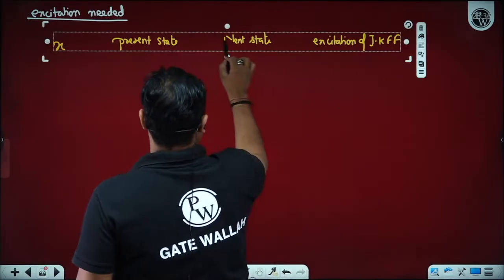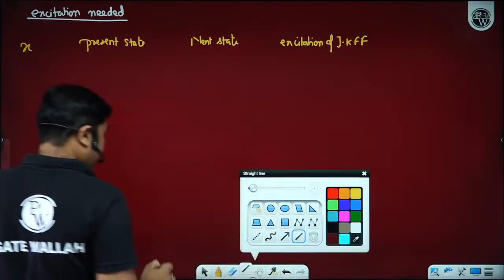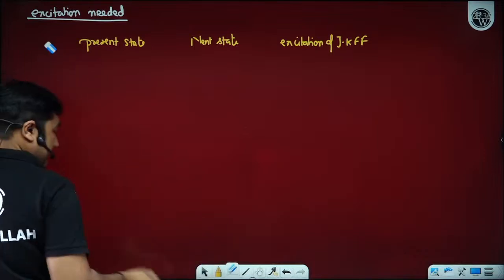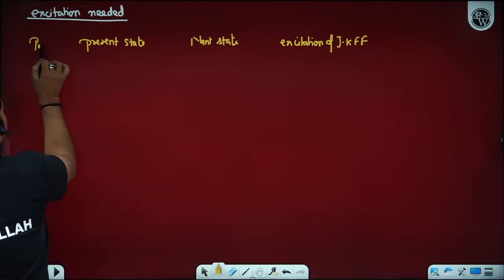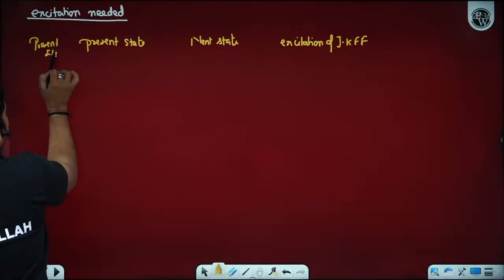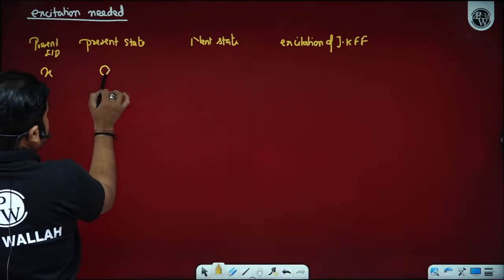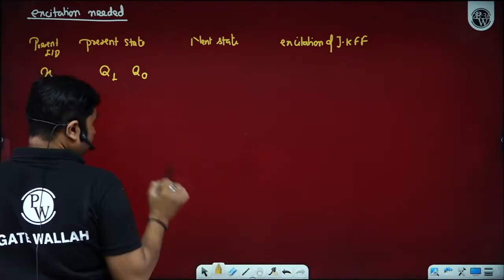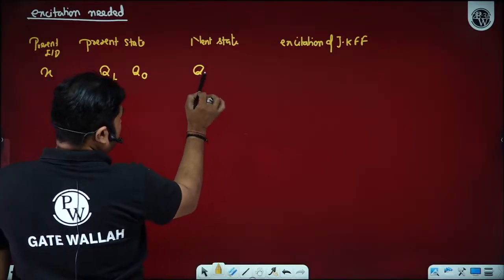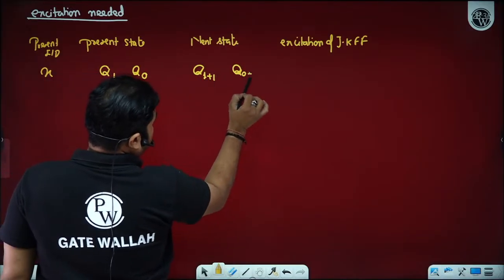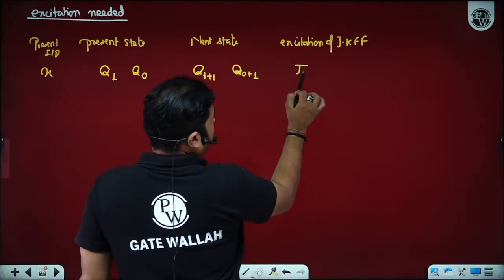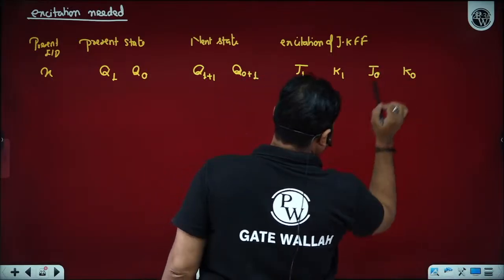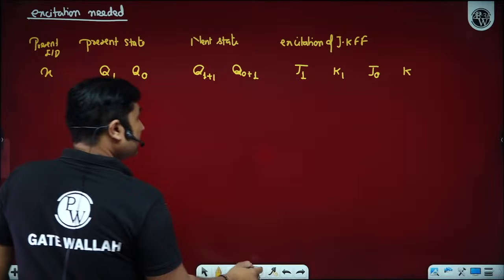Please observe, beta ji. I can write it directly, but just to show you all the processes and to make you understand well, I have made it like this. So this is your present input x. Present state in terms of two flip-flops, we may have Q1, Q0. Next state, Q1+, Q0+. Excitation needed for the JK flip-flops, J1, K1, J0, K0. Is it okay? Yes, sir.